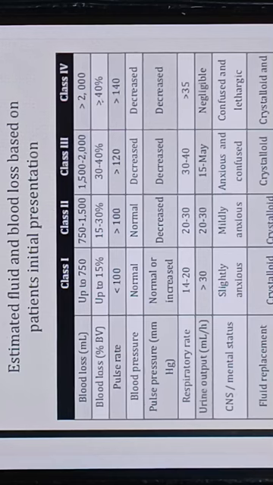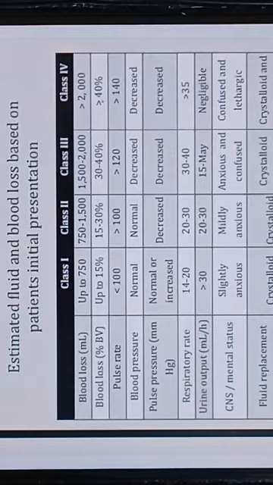These are the estimated fluid and blood loss based on the patient's initial presentation. This is a typical representation of class 1, class 2, class 3, class 4. The parameters are blood loss in ml, blood loss in percentage, pulse rate, blood pressure, respiratory rate, urinary output, CNS mental status, and fluid replacement. Class 1 is up to 750 ml, class 2 is 750 to 1500 ml, class 3 is 1500 to 2000 ml, class 4 is greater than 2000 ml. Blood loss is up to 15% in class 1, class 2 is 15 to 30%, class 3 is 30 to 40%, and class 4 is greater than 40%.